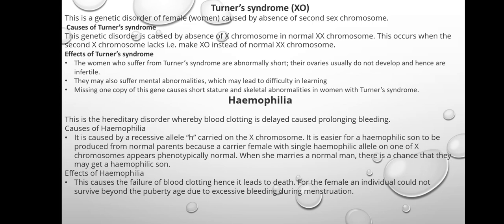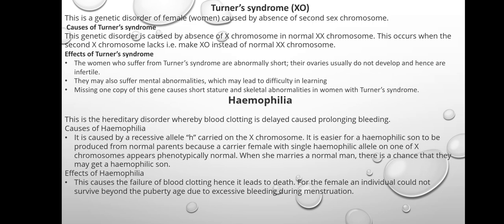Its effects are such that women who suffer from this are abnormally short, their ovaries usually do not develop, and hence they are infertile. They may also suffer mental abnormalities, which may lead to difficulty in learning, especially when they are kids. Missing one copy of this gene also causes short stature and skeletal abnormalities in women with Turner syndrome.